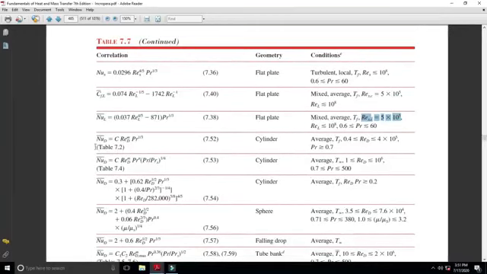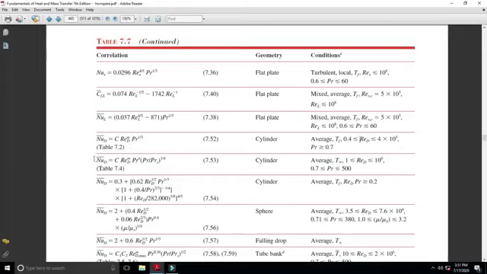Similarly, this expression of Nusselt number, C Reynolds to the power m Prandtl 1/3, will be used for flow over a cylinder, and it will give us the average value of the Nusselt number, and the properties will be evaluated at the film temperature if the Reynolds number is in this range. And in fact it refers to table 7-2, and you would recall that 7-2 was a table where we were given various values of C and m, and those values were varying with Reynolds number.